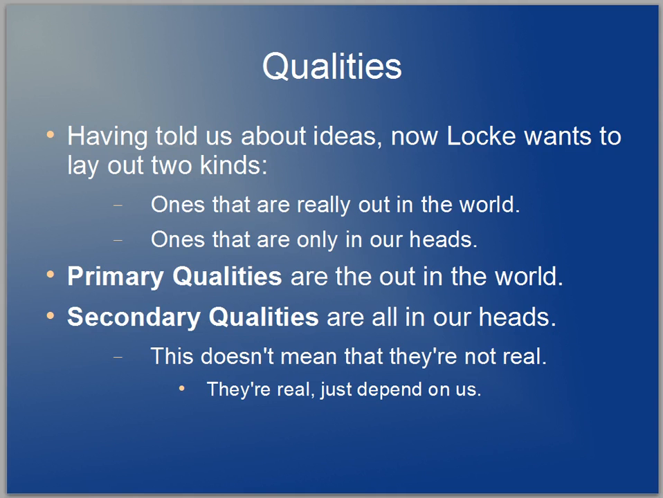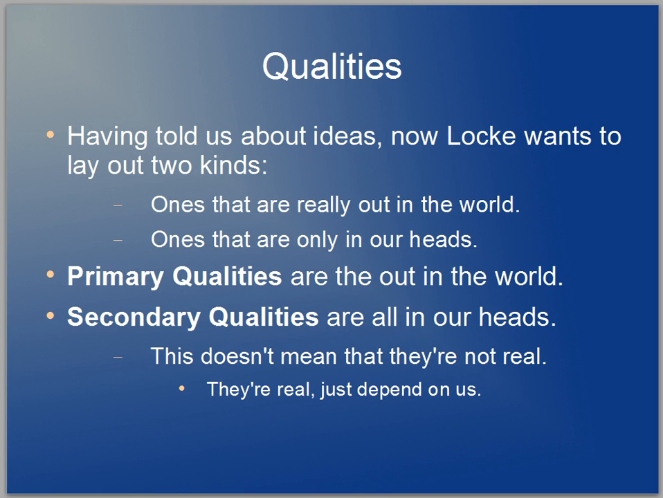And here's the really interesting part of the reading. So Locke thinks that there are 2 different kinds of ideas we could have. There are the ones that resemble things that are really out there in the world, and then there are the ones that are really only in our heads. So he's going to call the first kind primary qualities. So primary qualities are things that are really out there in the world. The secondary qualities are the ones that are all in our heads.